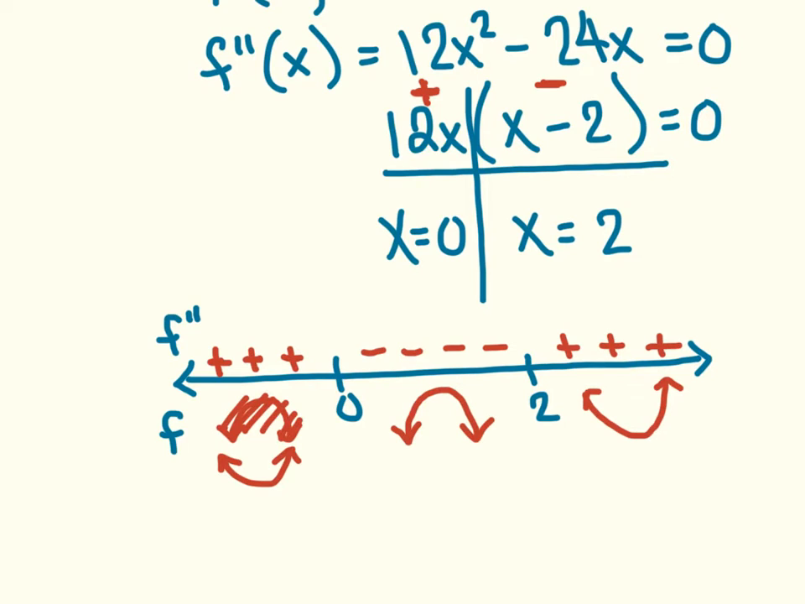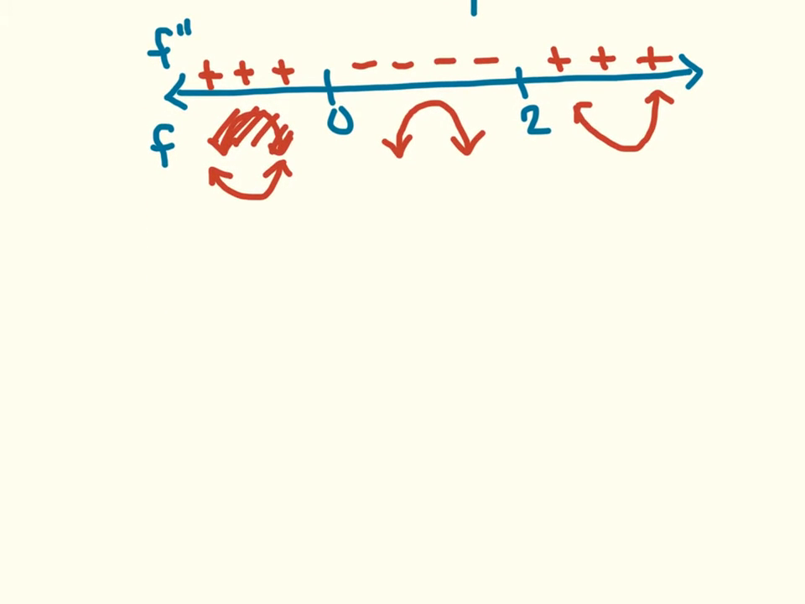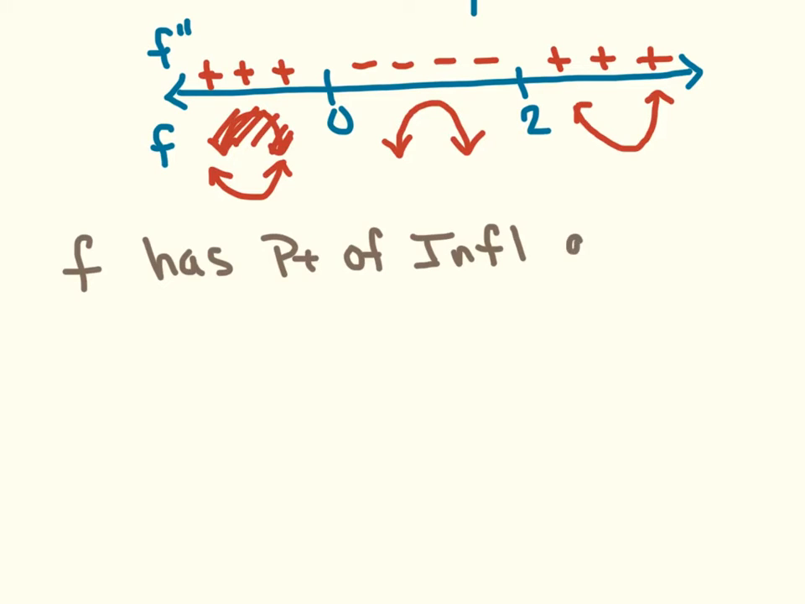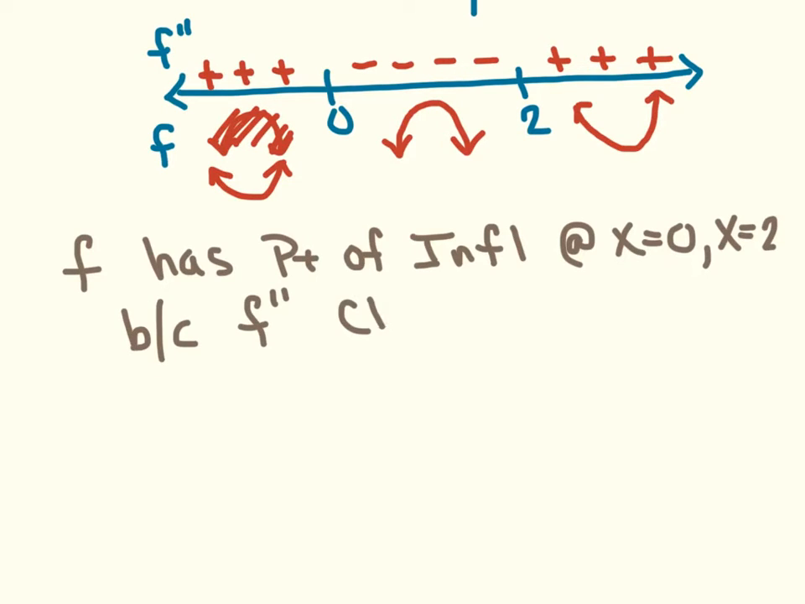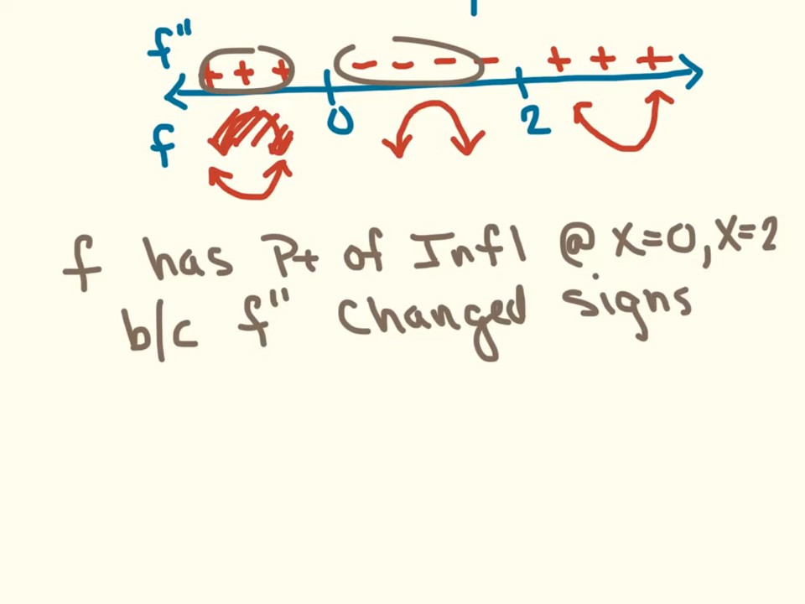And so a couple of justifications that I want to go over. First and foremost, we could say f has a point of inflection at x equals 0 and x equals 2 because, watch how I justify this, f double prime changed what? What changed? Changed signs. In other words, we went from positive to negative, and then we changed from negative to positive at those specific points. Now if you want to get specific and say, yeah, f double prime changed from first positive to negative at 0 and then changed from negative to positive at 2, feel free to do so.